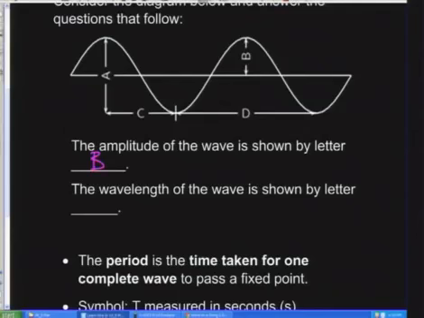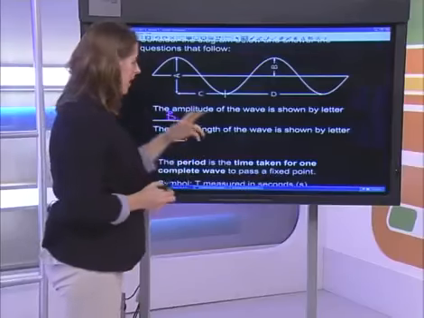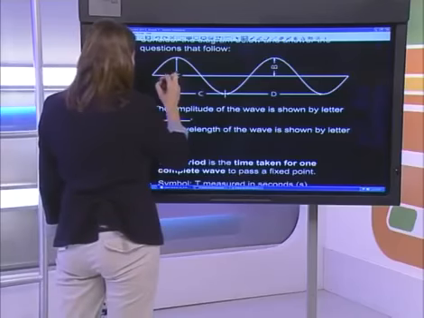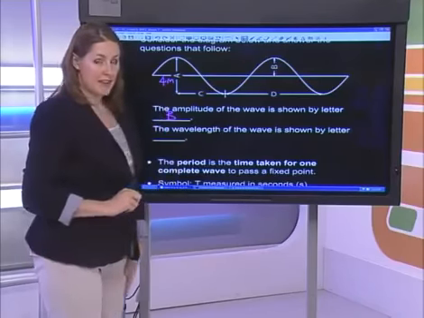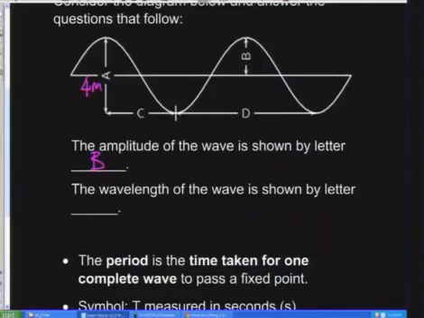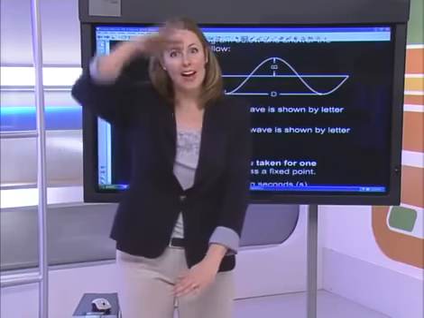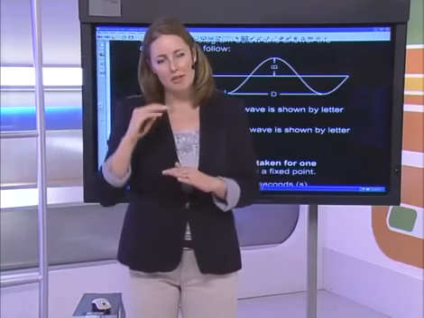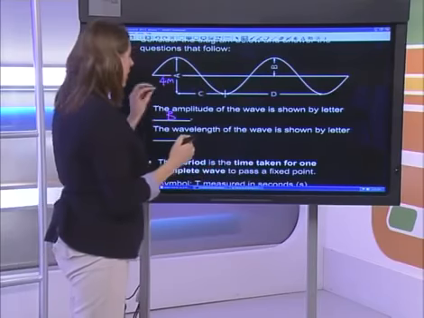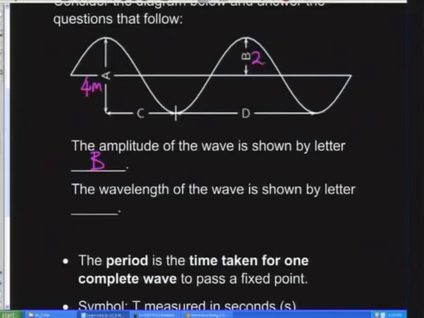If I gave you A as being 4 meters high, what would B have to be? If I gave you the full height of the wave, what would the amplitude be? Well, it would have to be half of that, so this would have to be 2 meters. And your teacher might do that in asking a question to you. They could give you the full height and ask you what the amplitude would be. Let's go to the next one.